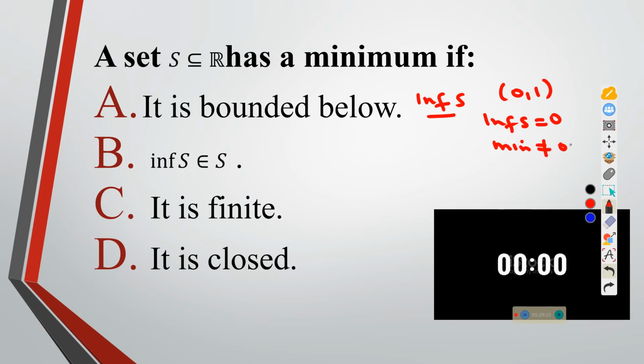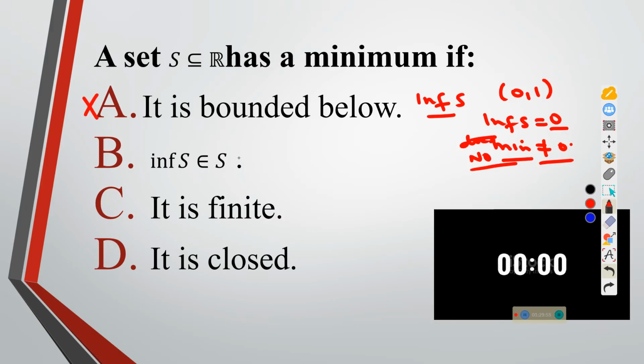The minimum is actually also not 0. So the minimum does not exist. So it has no minimum, because the minimum must be the smallest element in this set. 0 is actually not the smallest element in this set because 0 is not part of this set. So the infimum is 0, but it has no minimum. So if it is bounded below, it does not mean it has got a minimum.